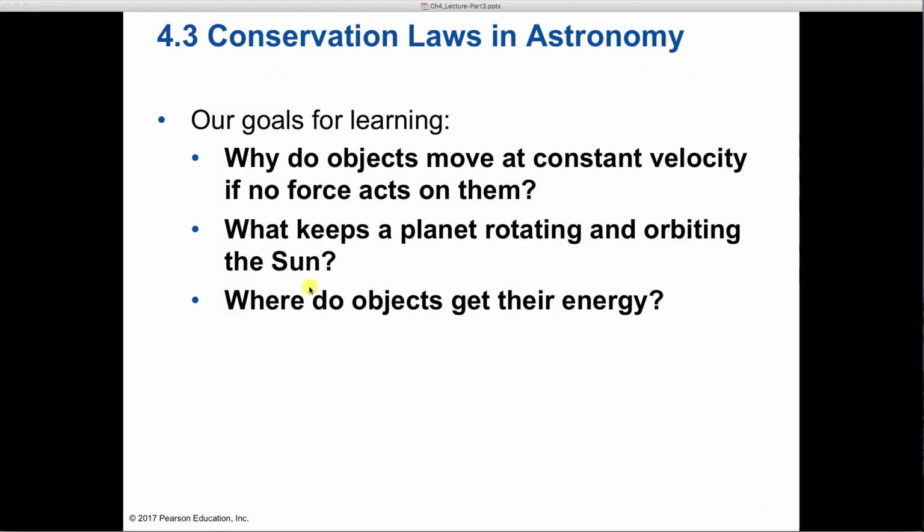So we talked about momentum before, so what we're going to be looking at is why do objects move at constant velocity if no force acts on them? That has to do with momentum. And then we also mentioned angular momentum. So a question that you might ask is what keeps a planet rotating and orbiting the sun? That comes from an idea called conservation of angular momentum.